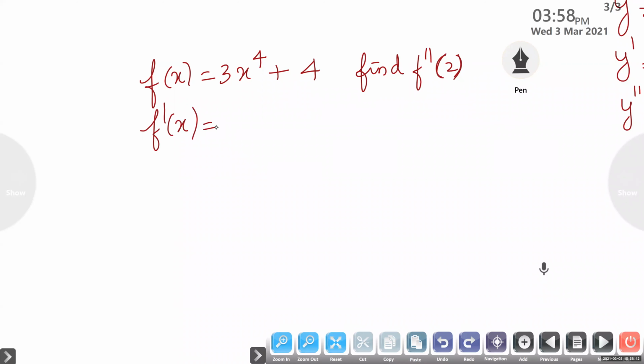Ma'am, 12x cube plus 0. 12x cube plus 0, correct. And what is f double dash of x? Anila Mohanan.